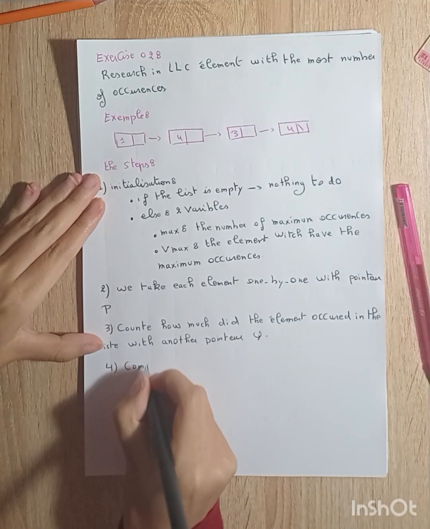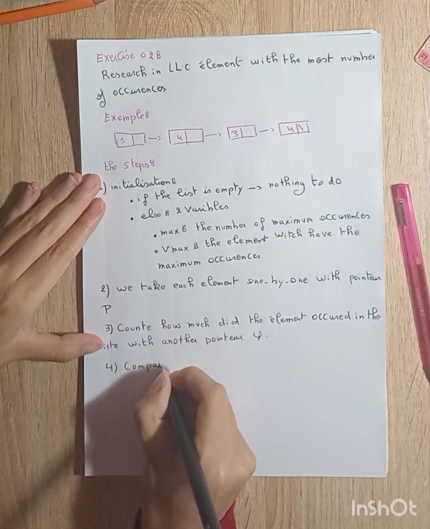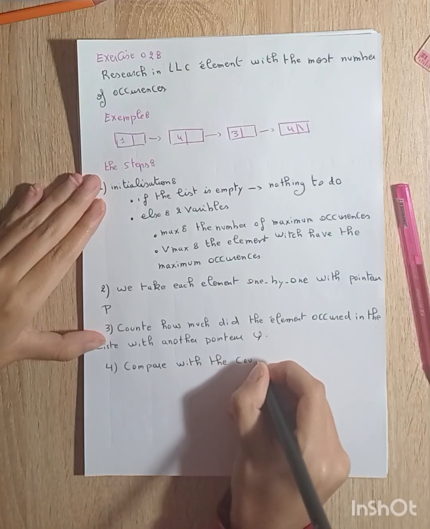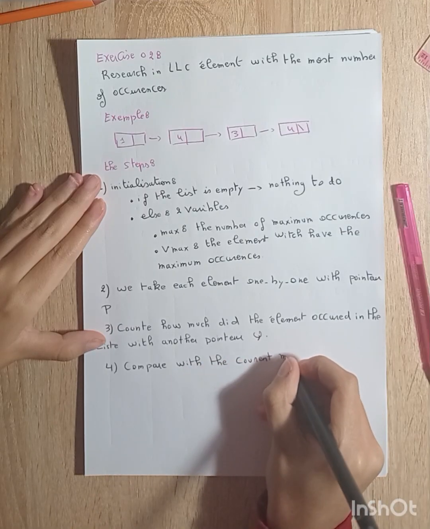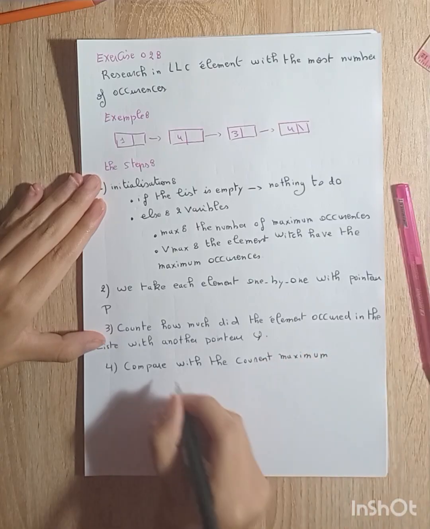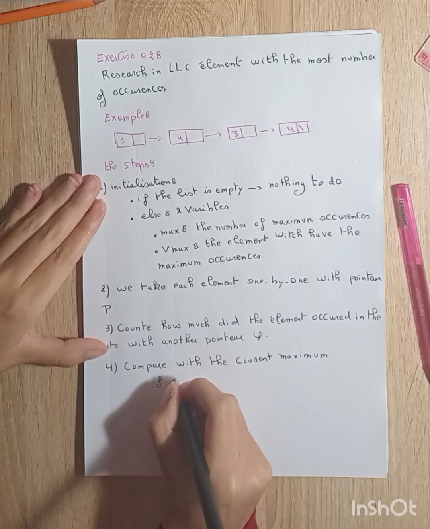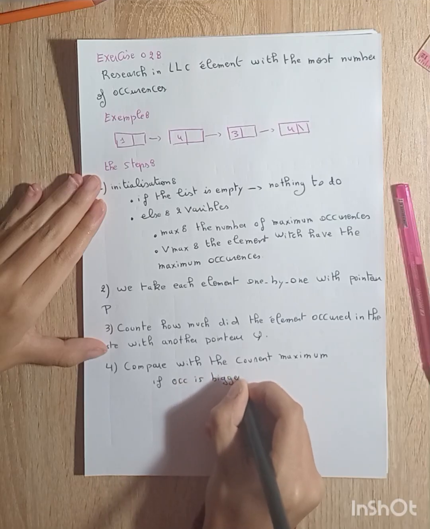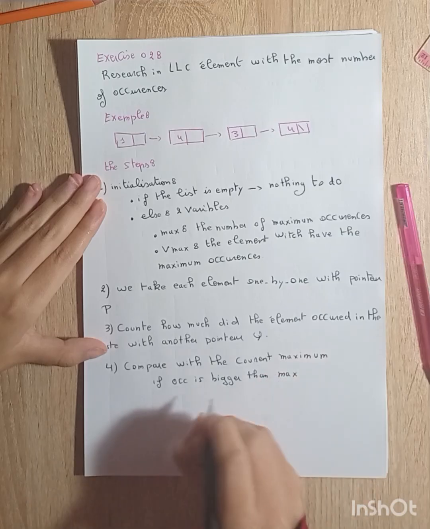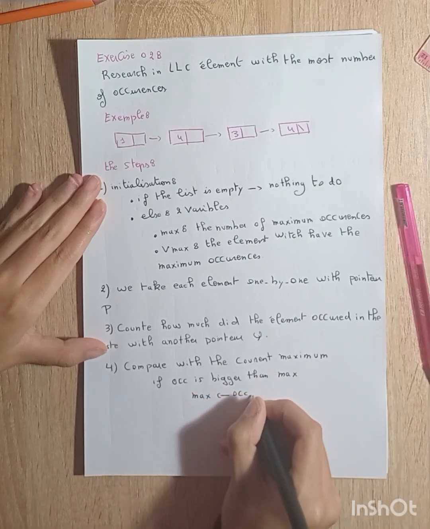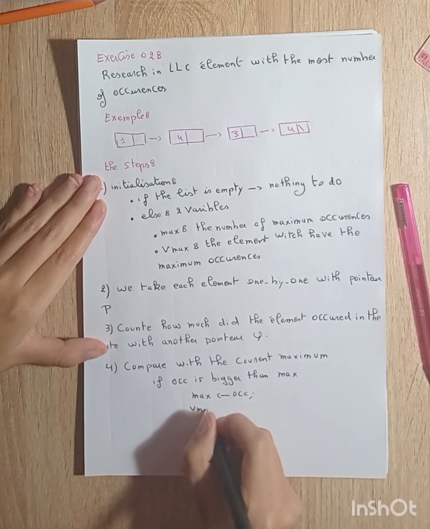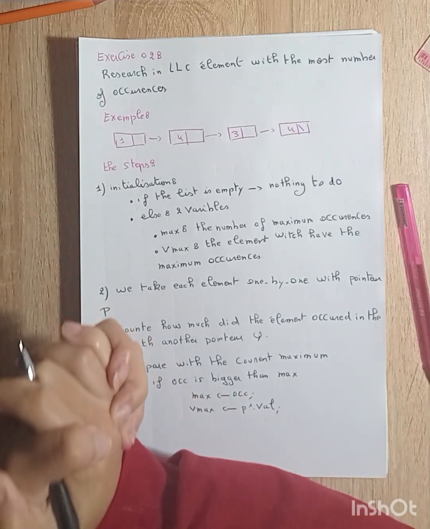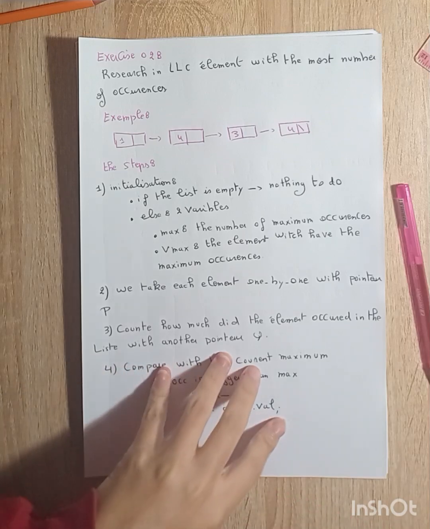So we compare with the current maximum. If OCC is bigger than max, then max will be the new occurrence, and Vmax will be the value of P, because P is the one that preserves, or stores, that element, while Q runs in the list.